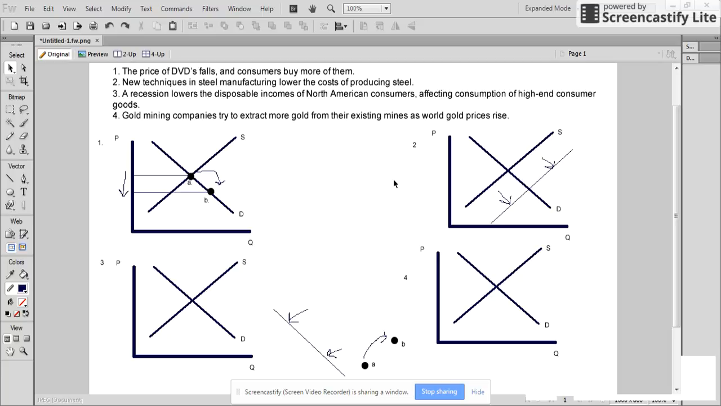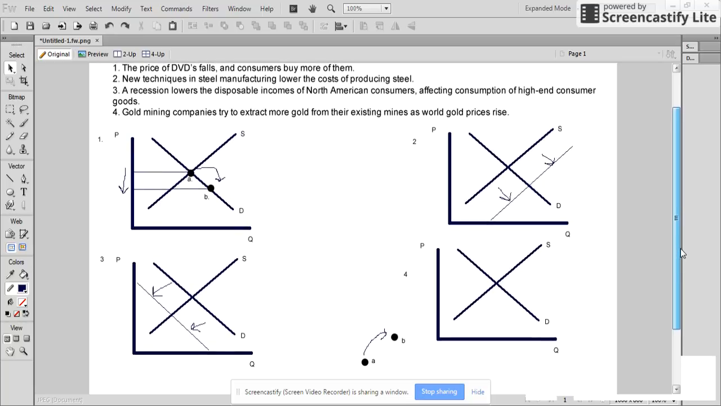So if incomes are lowered, consumers now have less disposable income, there will be a decrease in demand, or in other words, a shift of that entire demand curve to the left of the existing curve. So you can see what will end up happening: quantity decreases and the price will also end up decreasing.